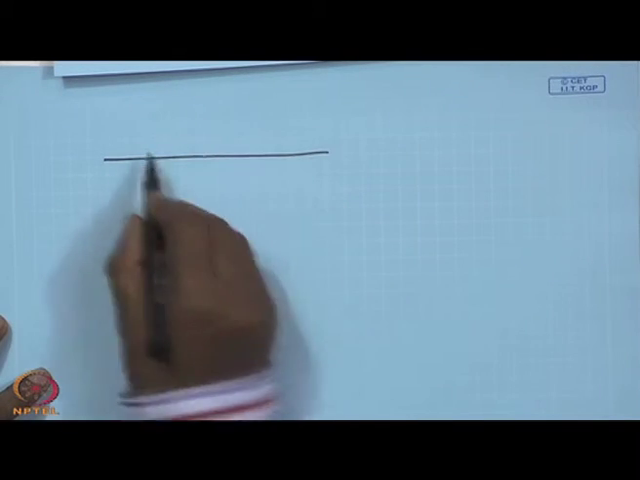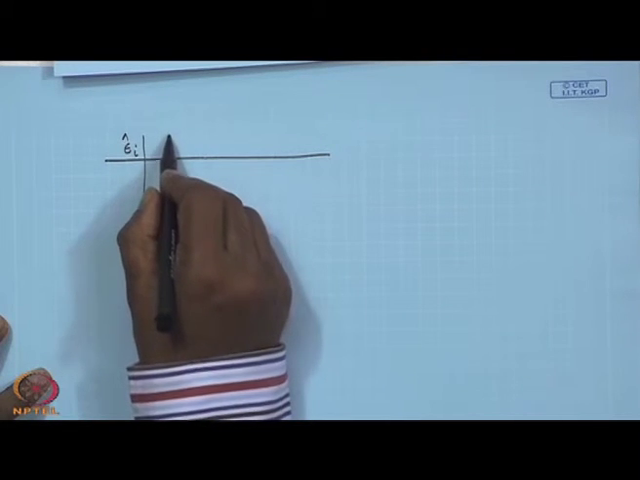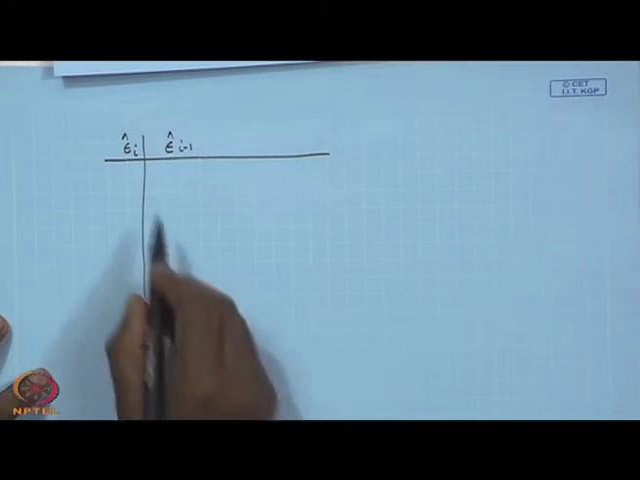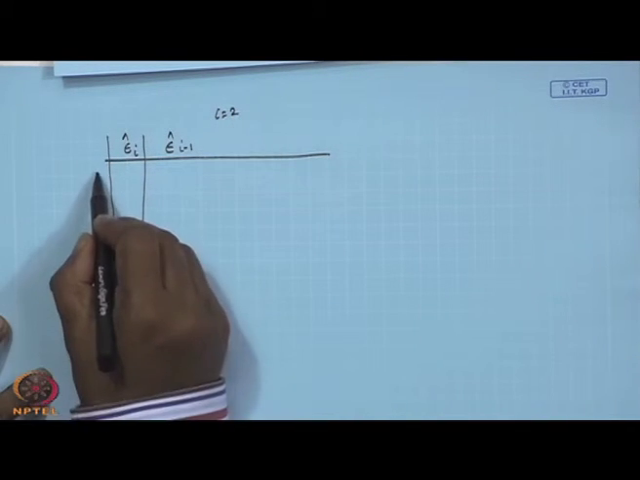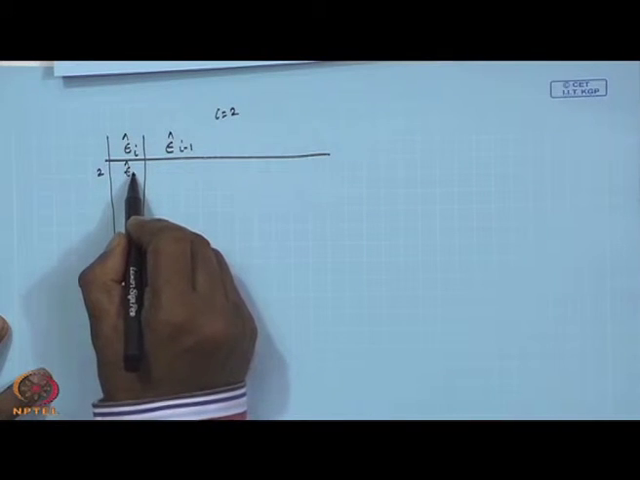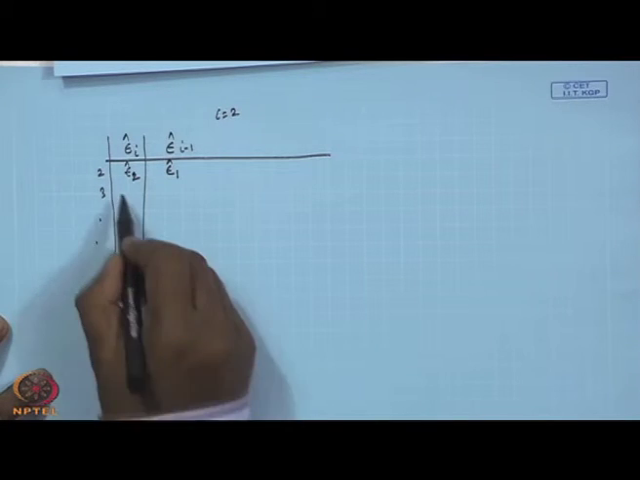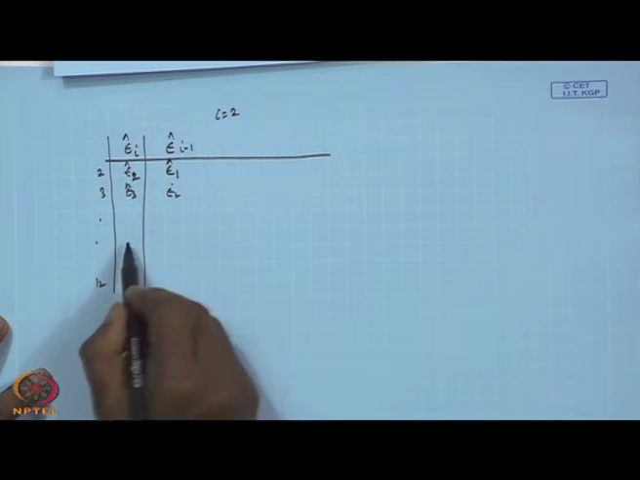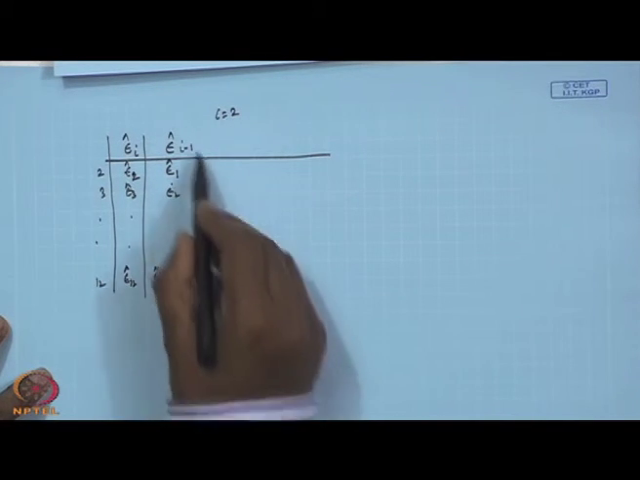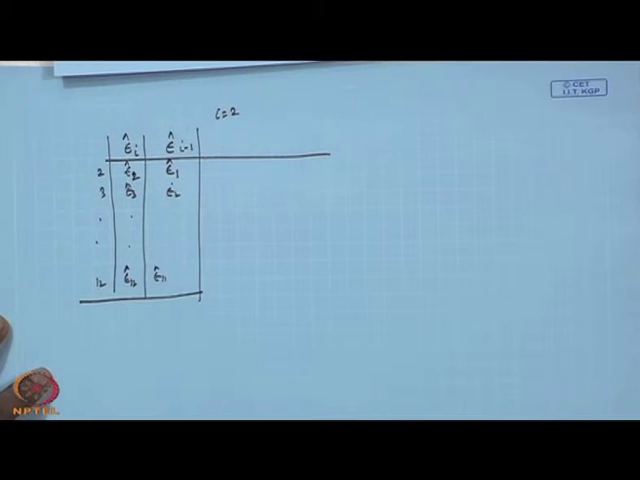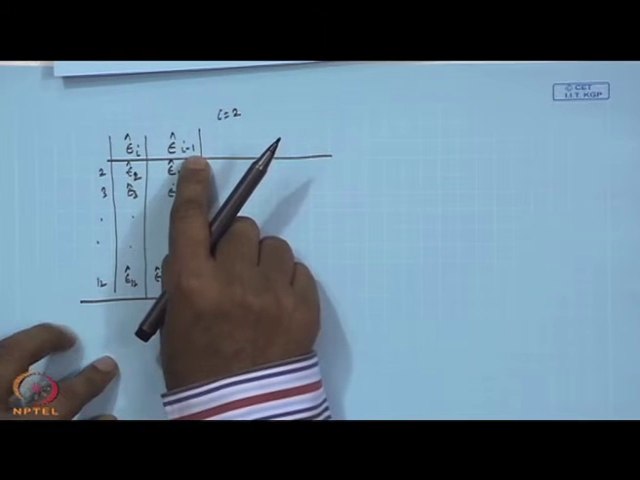Suppose this is epsilon i and this one I write as epsilon i minus 1. So, when i equal to 2, this will be 2 and this will be 1. If you write like this, then this will be 3 and this will be 2. Ultimately this will be 12 and this will be 11. That means if there is correlation, for different values of i, you have i minus 1 given here.